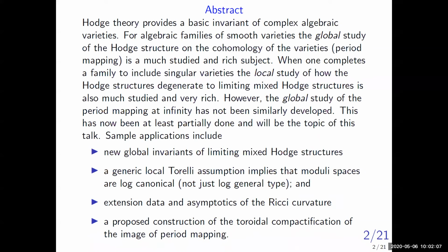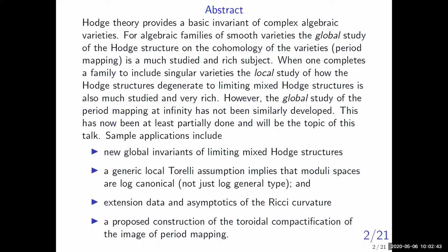From the abstract, Hodge theory, as I think everyone knows, provides a basic invariant for complex algebraic varieties. When you have a family of smooth varieties, there's also a fairly extensive global study of how the Hodge structure on the fibers in a family of smooth varieties behaves. That's a fairly highly developed subject.